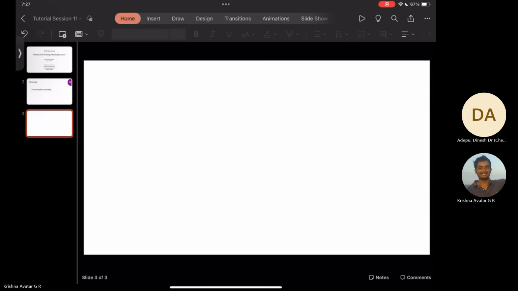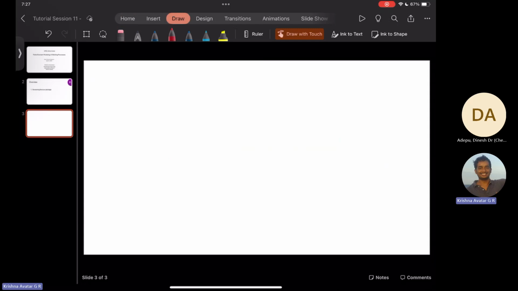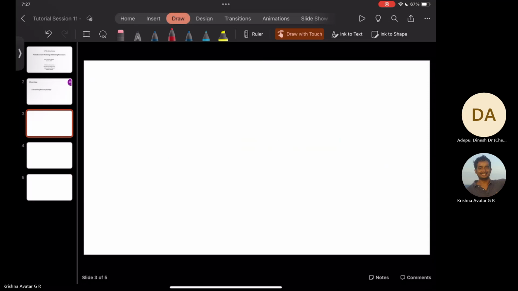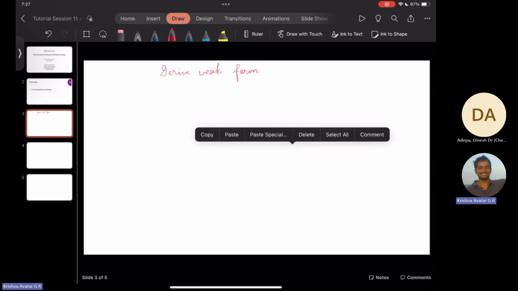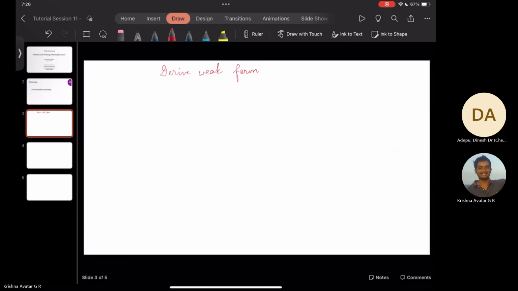The title is to derive the weak form of the elastodynamics equation. And actually, this weak form is valid for any linear problems or even for nonlinear problems, because even for a nonlinear problem, this is the format we eventually write.